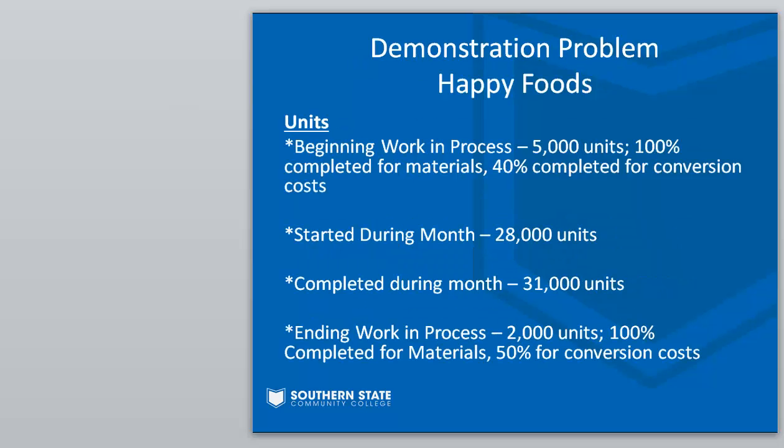So here's the information. Again, if you need to pause the video, jot this stuff down, go ahead and do that. First slide we have here, we're talking about the units that we have. I have a beginning work in process. You can see some data there. How many units we started during the month, how many units we completed during the month, and then an ending work in process. Take a second to jot that down.